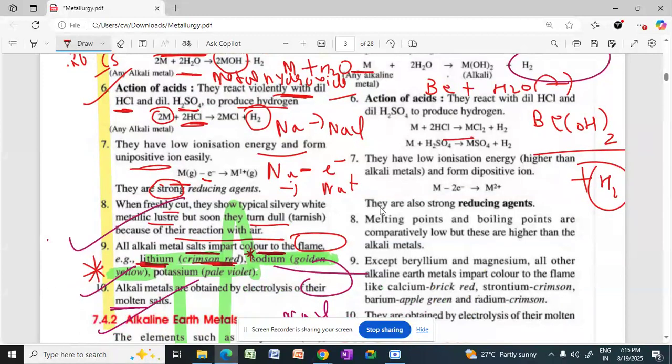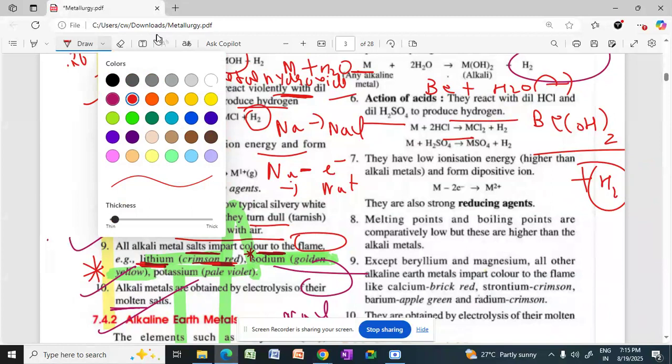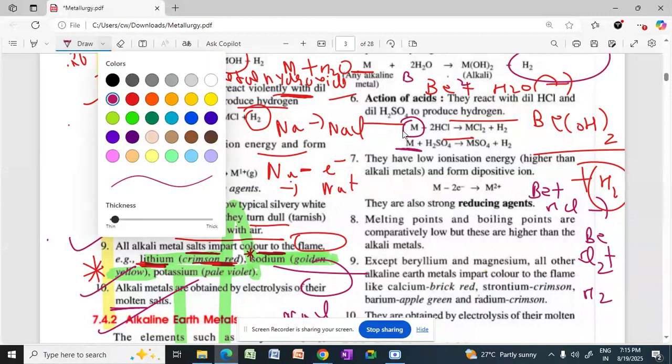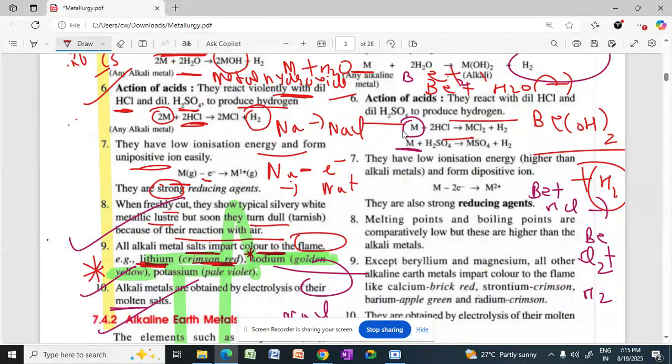Next is action with acids. They react with dilute HCl or dilute H2SO4 to produce hydrogen gas. For example, beryllium plus HCl will form BeCl2, and at the same time H2 gas is evolved here. And if beryllium reacts with H2SO4, what will be formed? Beryllium sulfate, that is BeSO4, and hydrogen gas is evolved here.